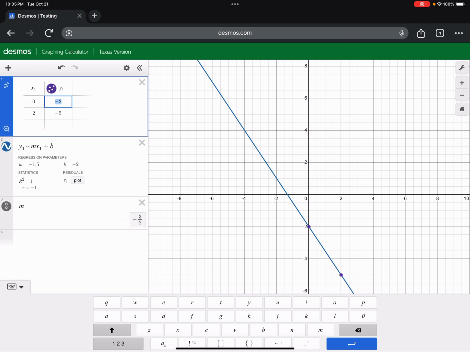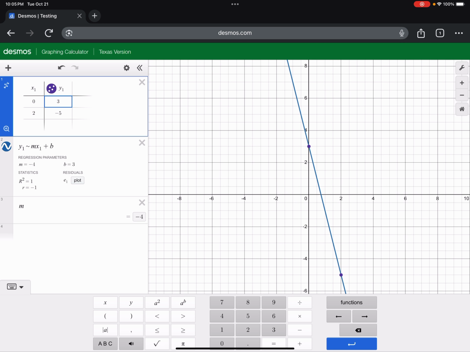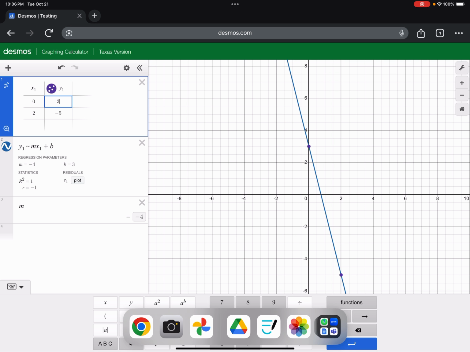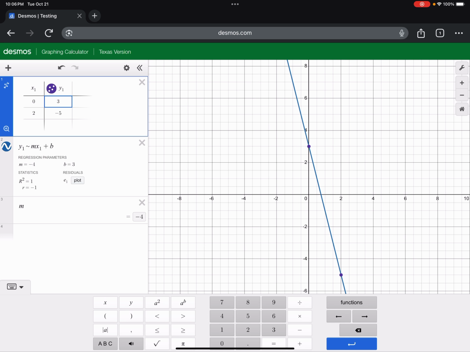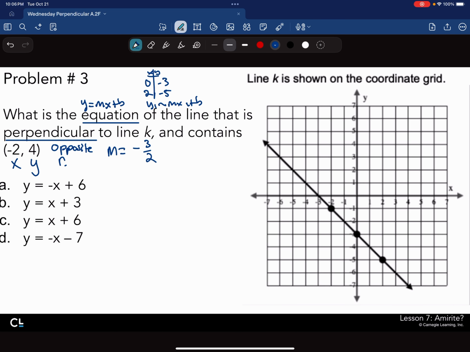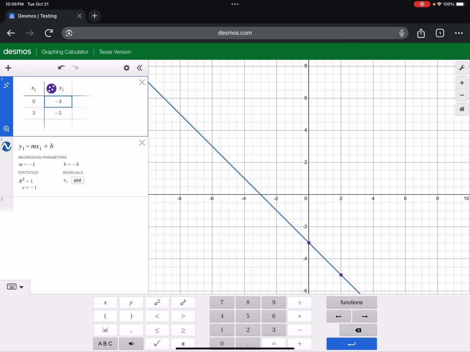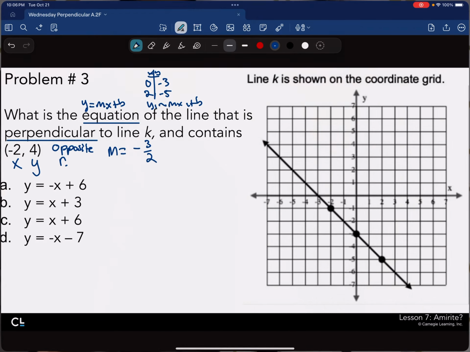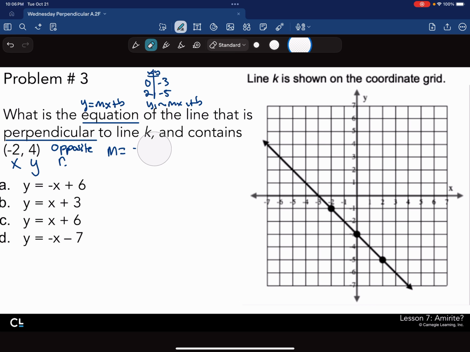It's (0, 3). I knew I did something wrong. And (2, -5), that's not right either. Hold on. (0, -3) and (2, -5), our slope is -1. So that's the original slope. The original slope is -1. So our perpendicular slope is going to be +1.